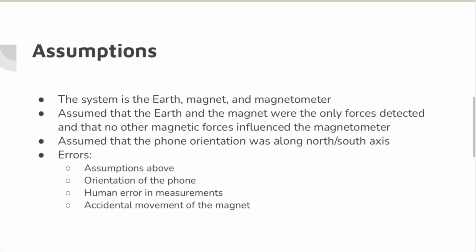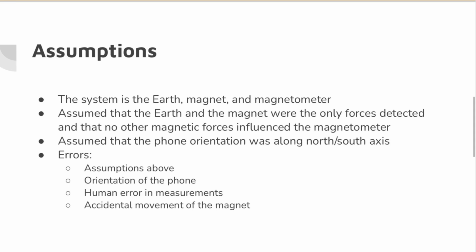For the assumptions in this lab, we assume that the system is the Earth, the magnet, and the magnetometer. We also assume that the Earth and the magnet were the only forces detected and that no other magnetic or electric forces influence the magnetometer. We also assume that the phone orientation was along the north and south axis.